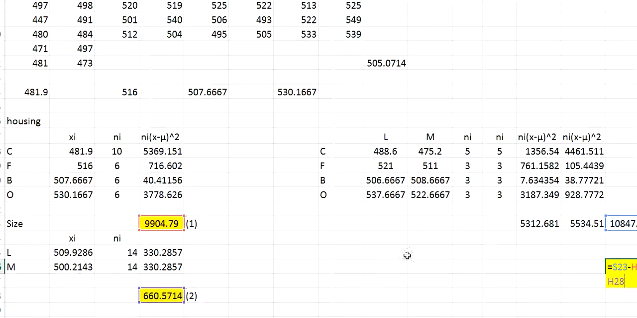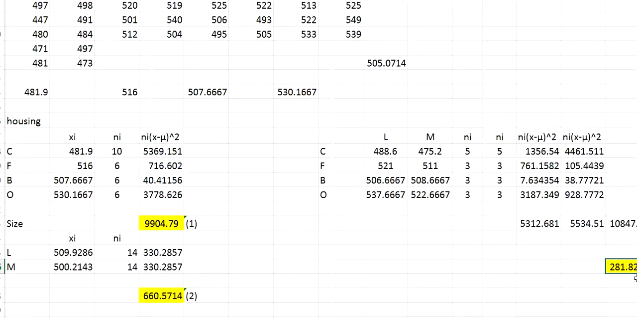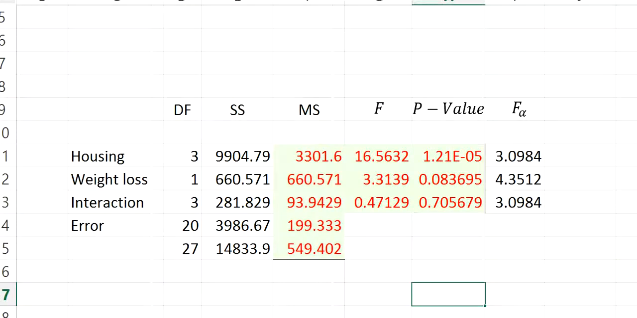You can see the formula. So this, which is S23 minus H23 minus H28. So that gives me the interaction effect, 281.8286. Interaction effect 281.829 right here. And the degrees of freedom will be this multiplied by that. That gives you the interaction degrees of freedom.